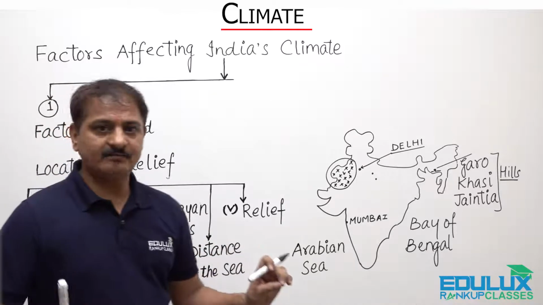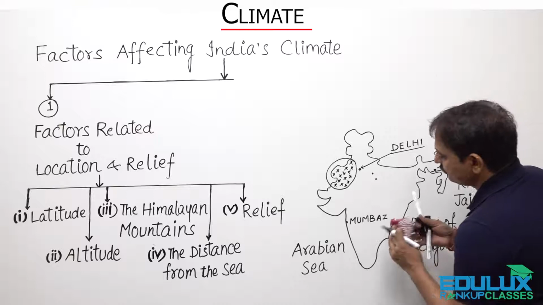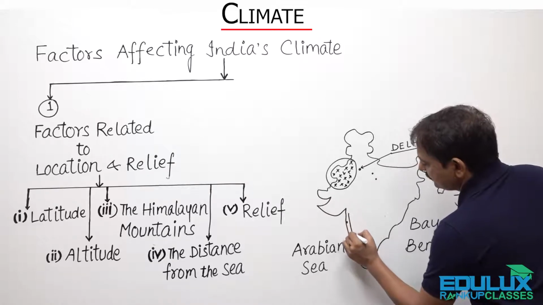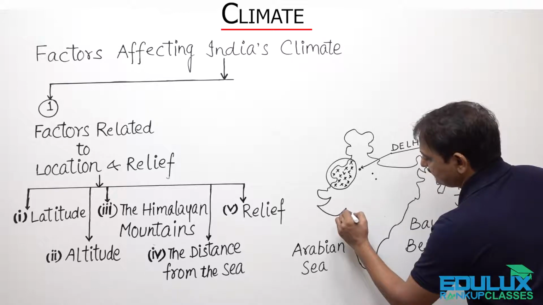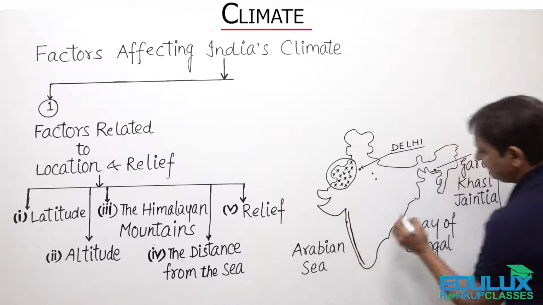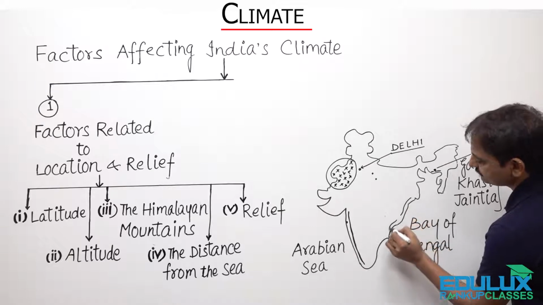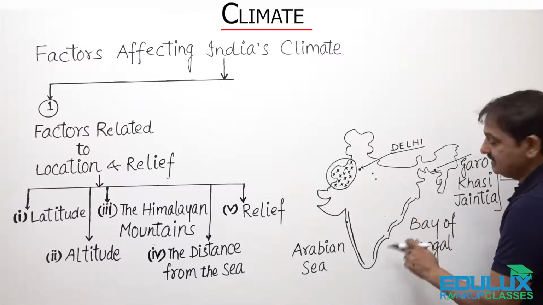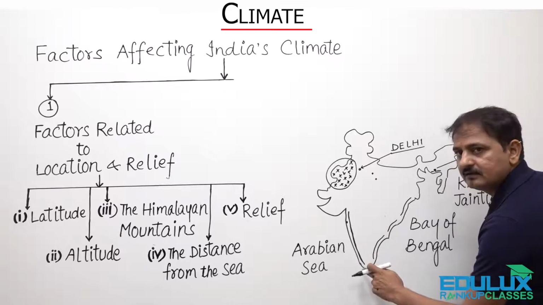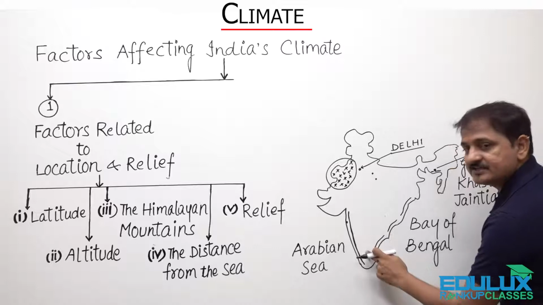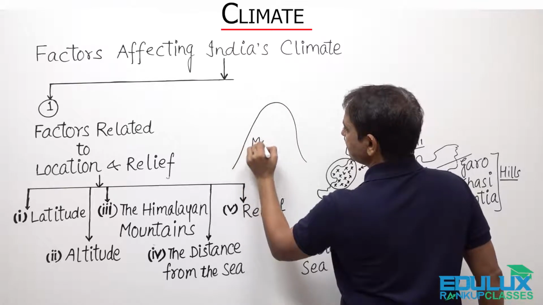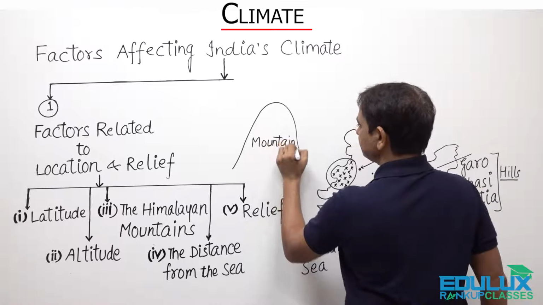I'm also giving you one example here. Children, you have already gone through this in chapter 2. These are the continuous hills from north to south, known as the hills of the Western Ghats, right? And here we have the hills of the Eastern Ghats, which are discontinuous. Here we have continuous hills from north to south parallel to the western boundary of India, that is, the Western Ghats. These are the hills, or say, this is one of the mountains.